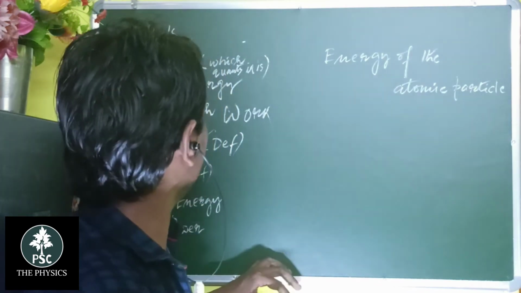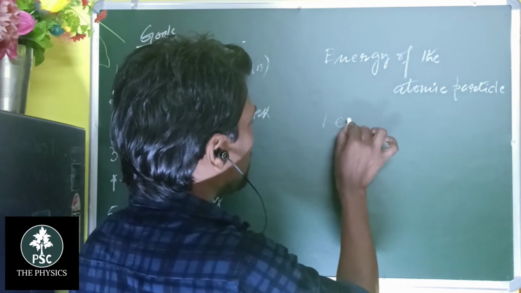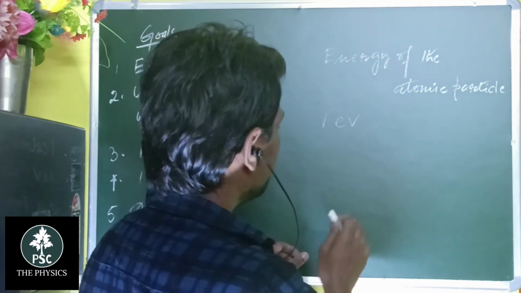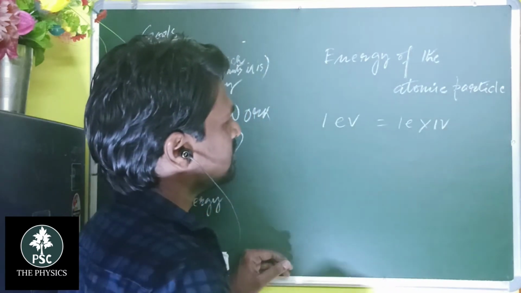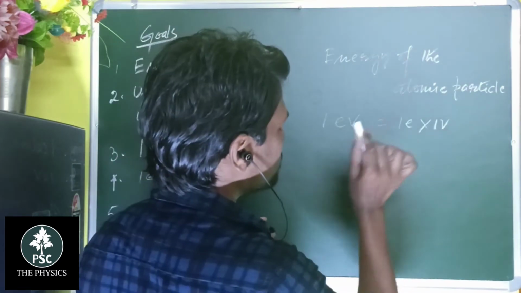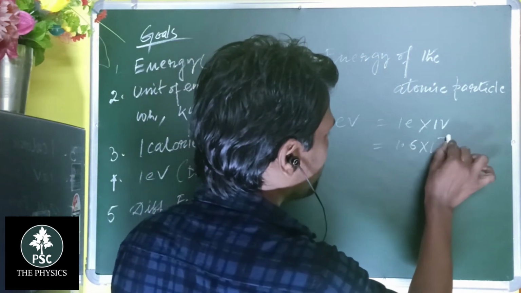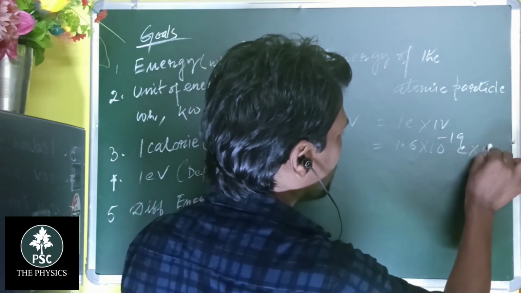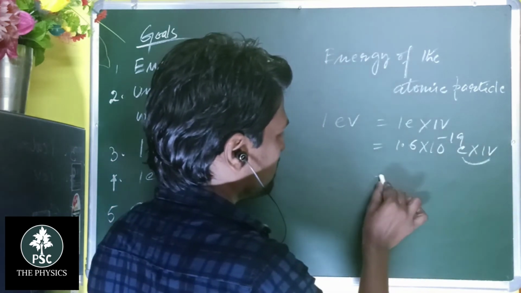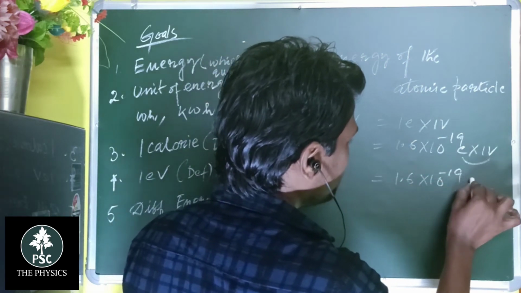Energy of the atomic particle, that is electron volt. 1 electron volt equal to 1 electron into 1 volt, that is 1 electron means 1.6 into 10 to the power of minus 19 coulomb into 1 volt, and coulomb and volt, this is equal to joule. So 10 to the power minus 19 joule.